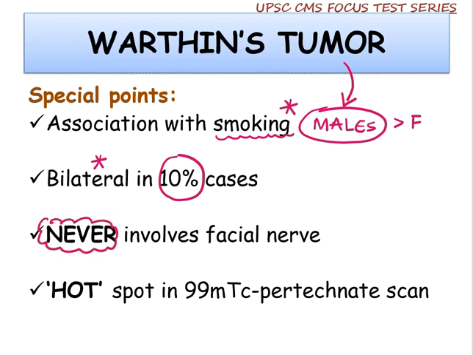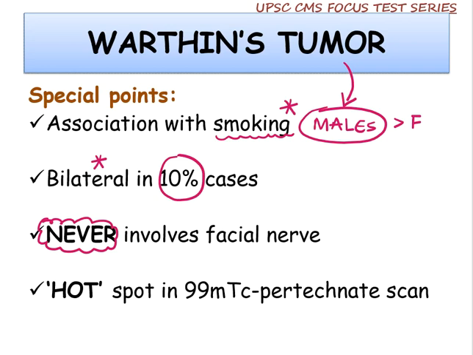Now, Warthin's tumor never involves the facial nerve. Very, very important point. Obviously, it's a benign tumor, so you're not expecting facial nerve involvement. I told the same thing for pleomorphic adenoma also. But the point is, pleomorphic adenoma, if it becomes malignant, can involve the facial nerve. But Warthin's tumor is not going to have a malignant transformation. So that is why I am emphasizing the word never involves the facial nerve.